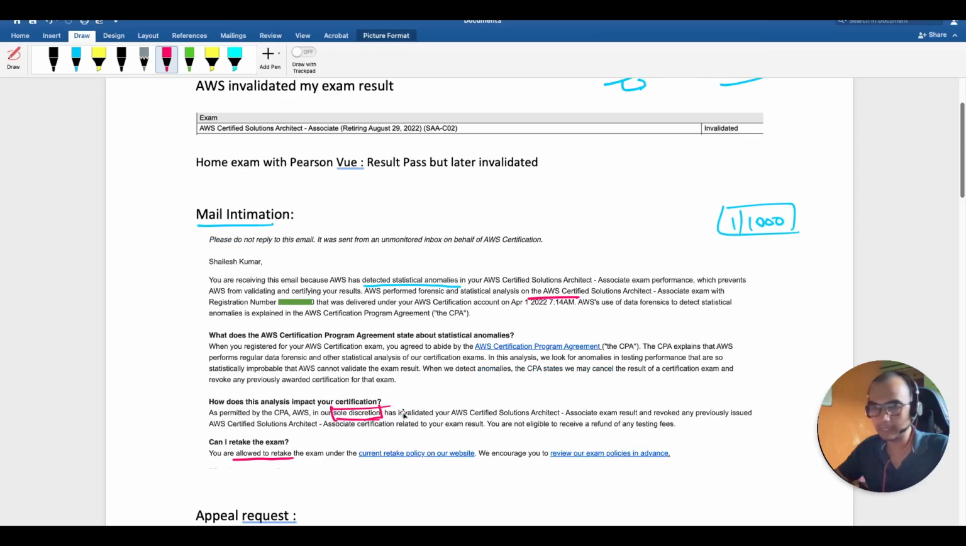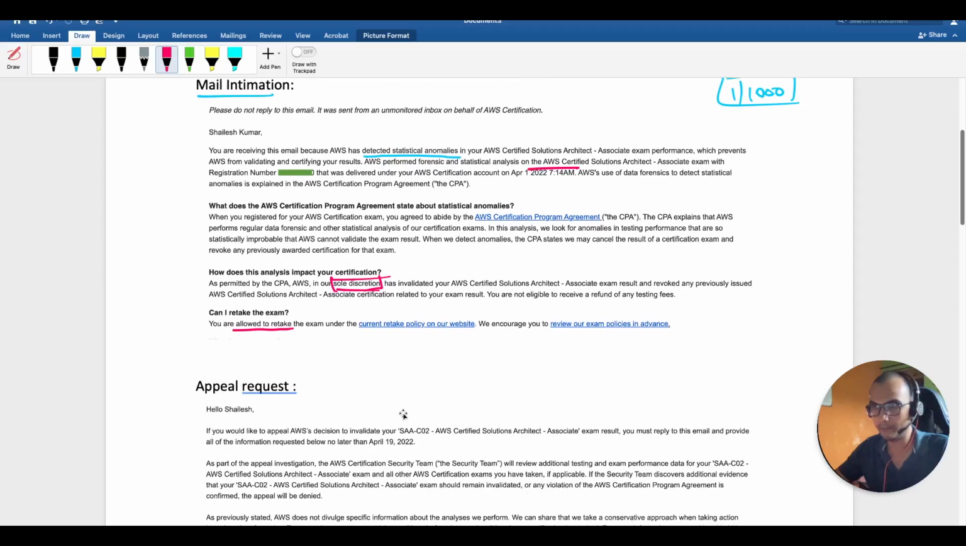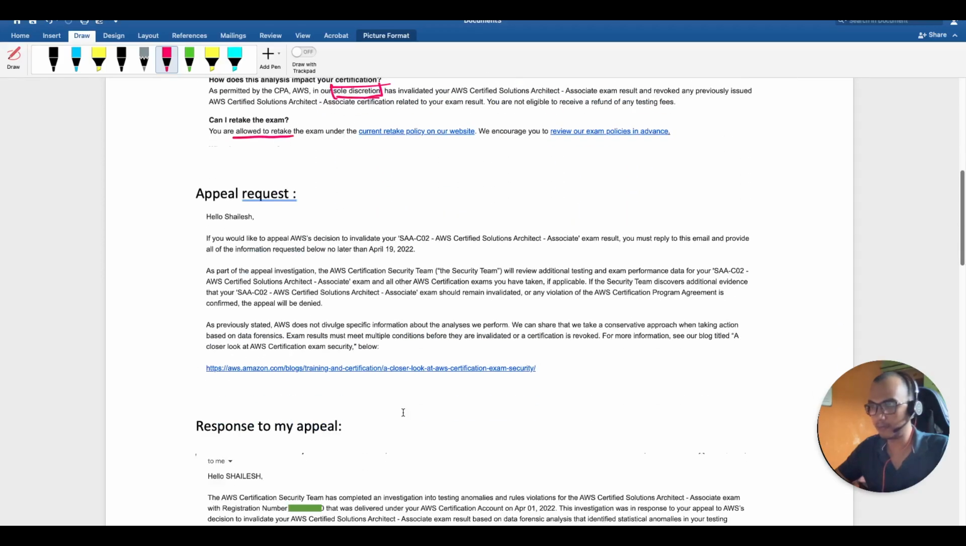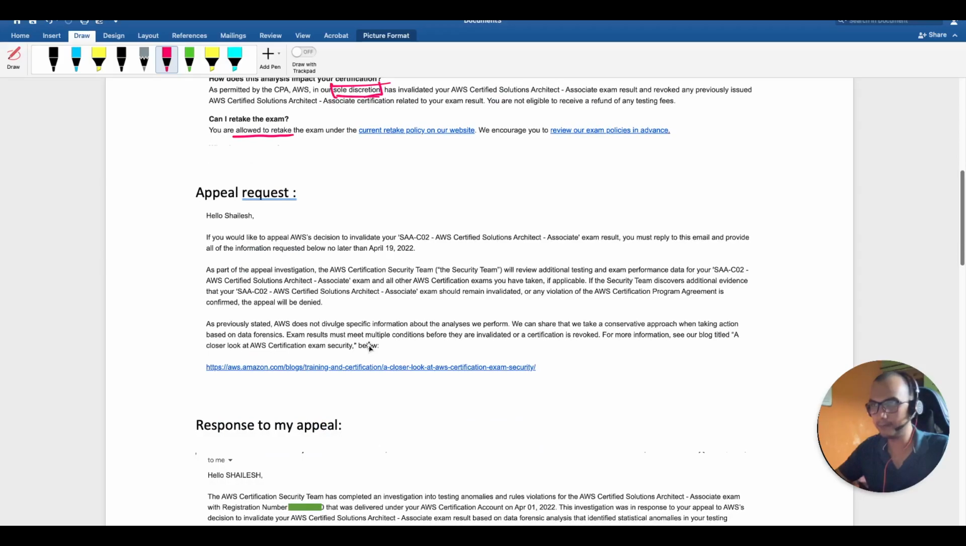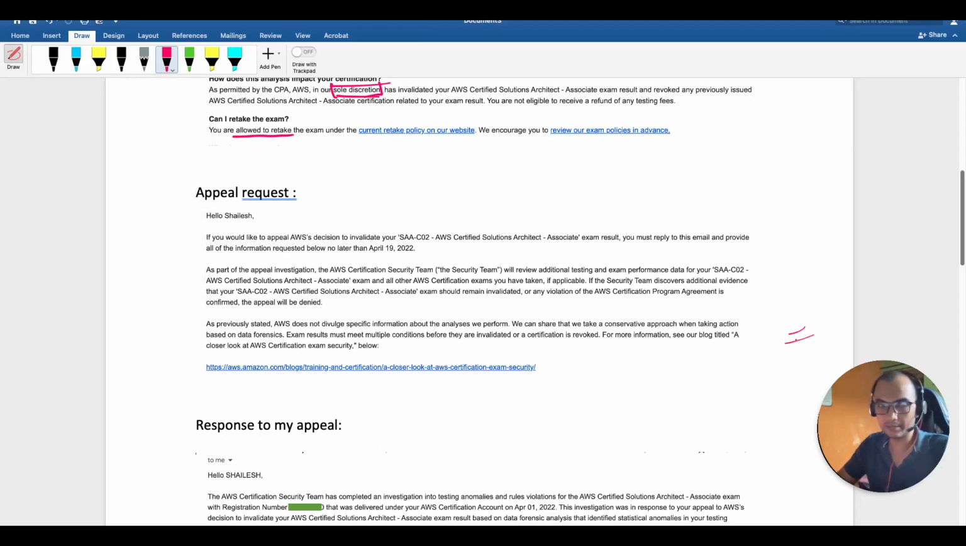After some time I replied to them asking what it was that pushed them to cancel my exam, my certification. They found out that there is some additional testing and performance data. Even if you are taking the exam and marking the results very quickly, just reading it and selecting A, B, C, they have certain conditions and some background checks which they found.